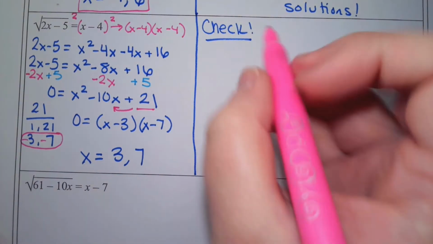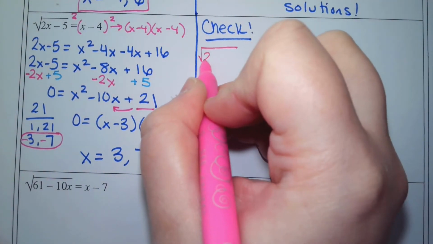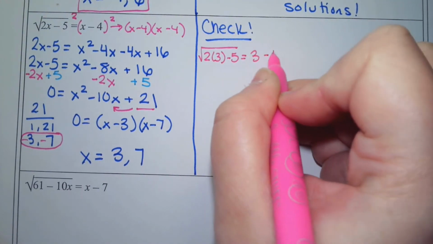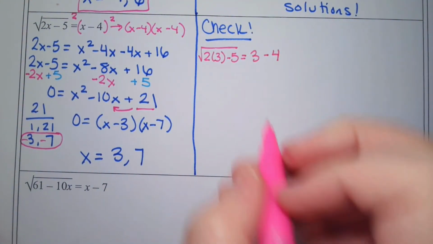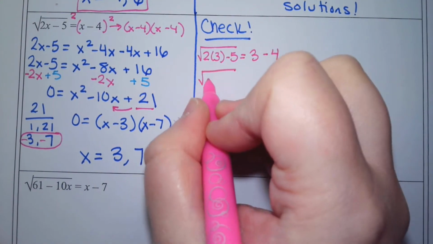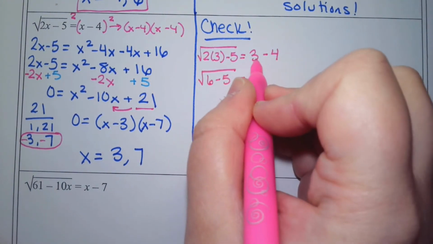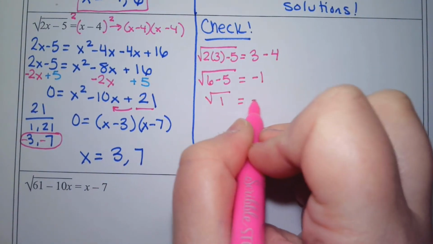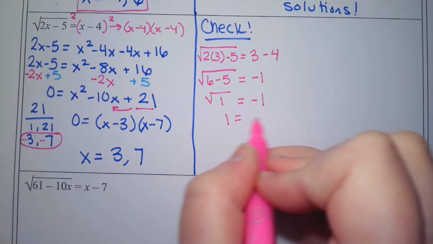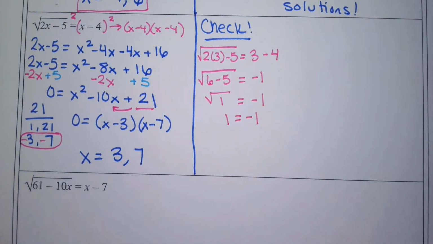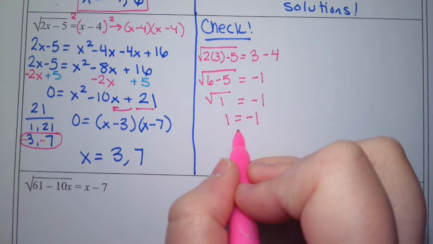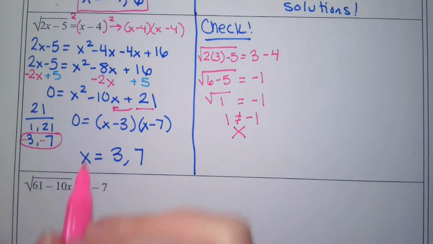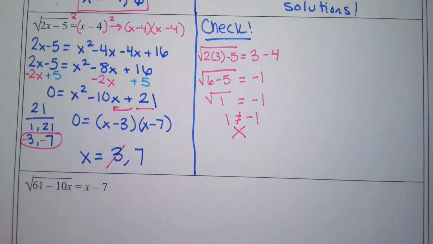So we're going to check 3 first. Square root of 2 times 3 minus 5 is equal to 3 minus 4. So we have the square root of 6 minus 5 is equal to 3 minus 4 is negative 1. Square root of 1 is equal to negative 1. So we get a positive 1 is equal to a negative 1. So this busts it. It does not work. So 3 is not one of our solutions.